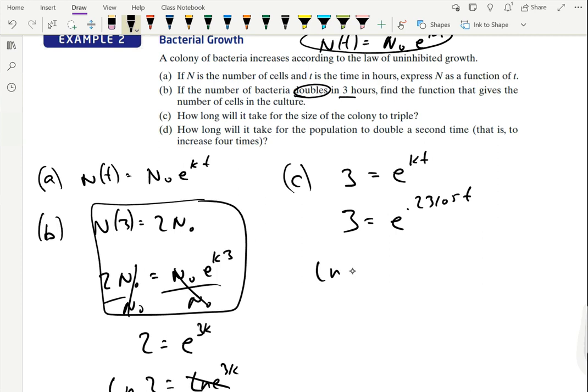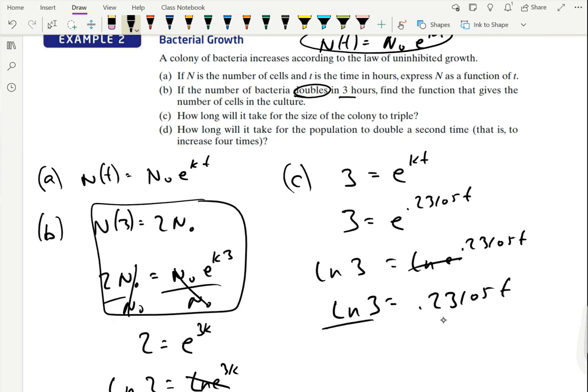So again, going to take the natural log. And one of the things I said at the beginning, hopefully we're starting to get the idea. Once you do one or two of these questions, most of the other questions follow along very, very nicely right afterwards. Natural log and e cancel. So natural log of 3 is 0.23105 t. Solve for t, we've got to divide by 0.23105.